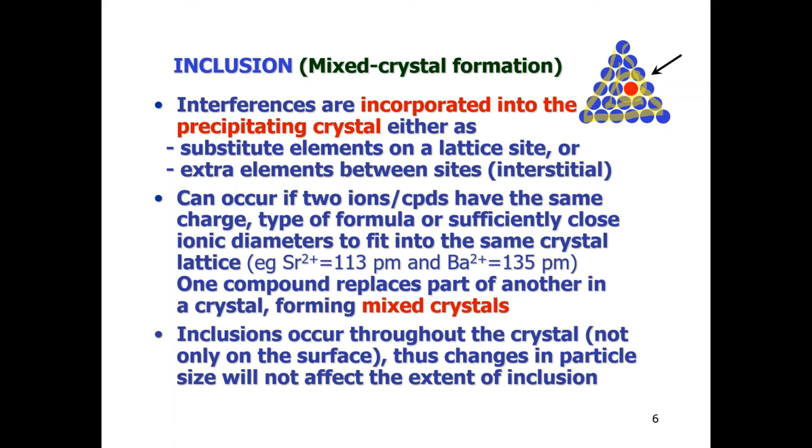It can occur if two ions have the same charge. So the same charge, Sr2+ and then Ba2+ both have 2+, and then the diameters may fit into it. So Sr2+ replaces Ba2+ in one part of the crystal, so it becomes a mixed crystal. So this is an example of a precipitate being impure because of Sr2+ replacing the Ba2+, and it is called inclusion.